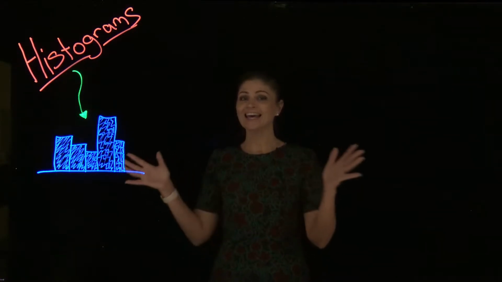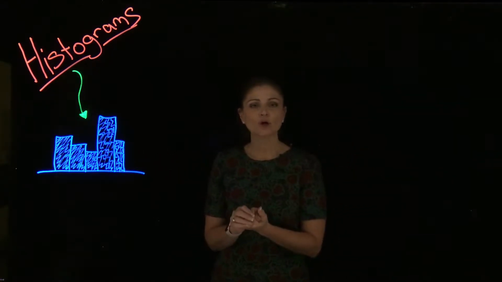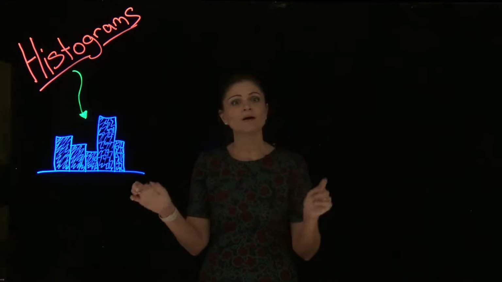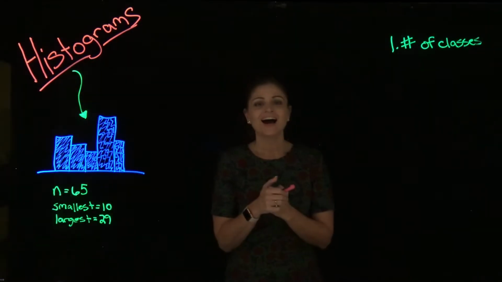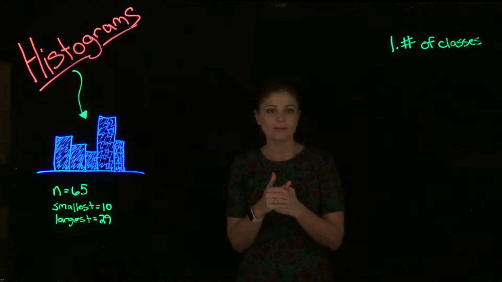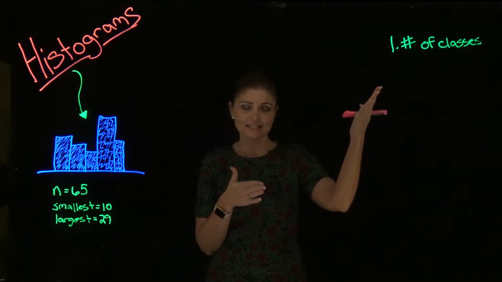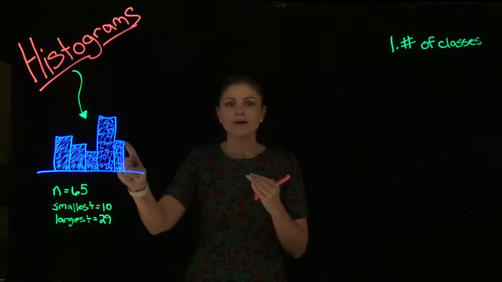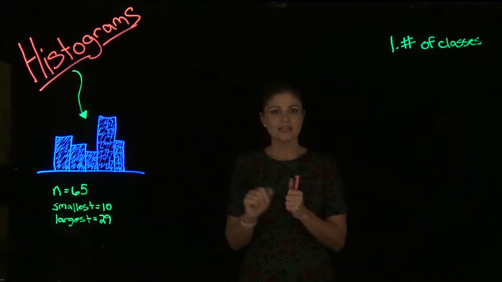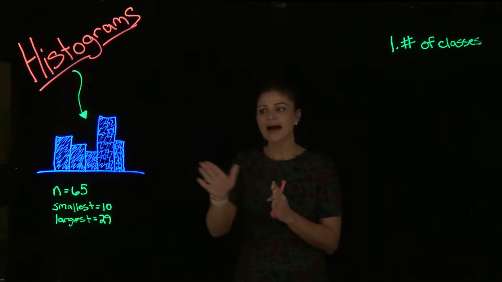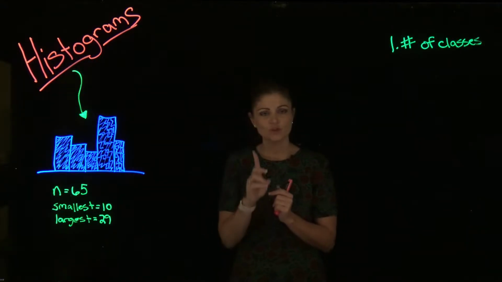Let's explore histograms. Histograms are a great way to show the shape of the data that we're dealing with in our sample or our population. Our first step in constructing a histogram is to determine the number of classes. When I say classes, I'm talking about our columns or our rows in this illustration right here, or in the histogram. We need to figure out how many of these we need. So that's our first step.